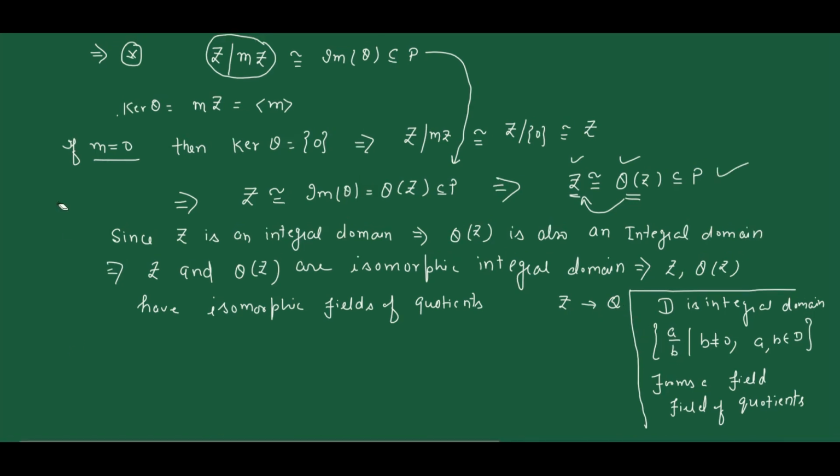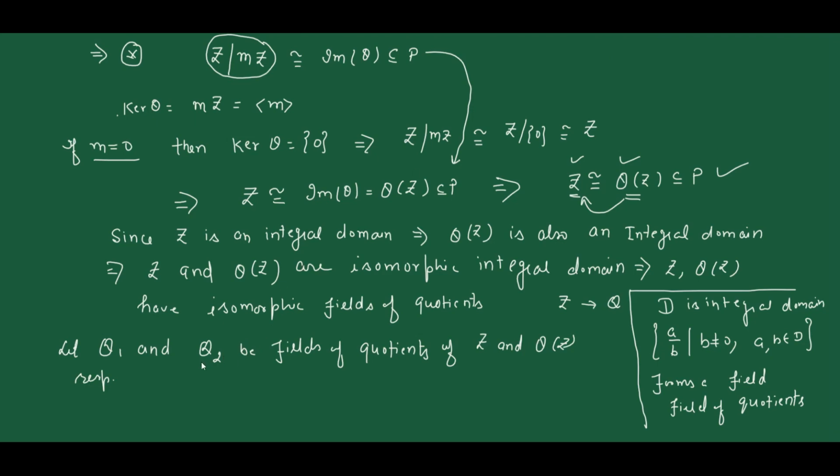So let us assume that Q1 and Q2 be the fields of quotients of Z and theta Z respectively. So what we have assumed is that Q1 is the field of quotients of the ring of integers, and Q2 is the field of quotients of theta Z.